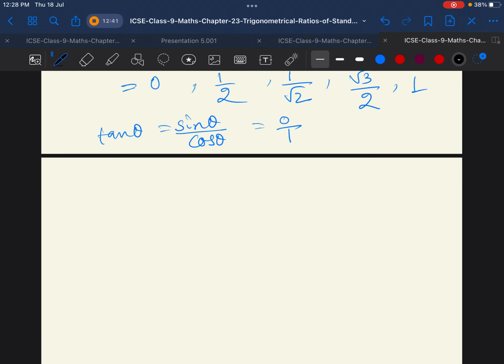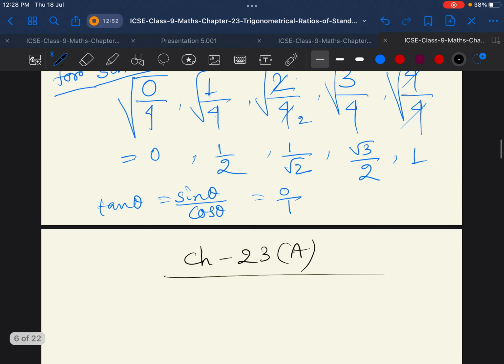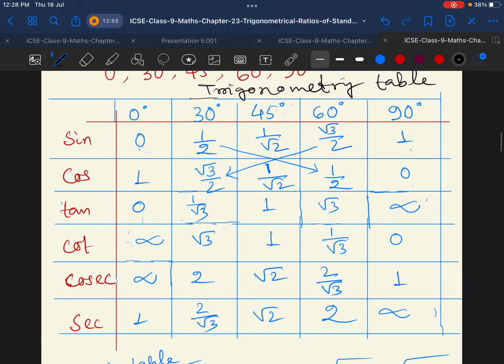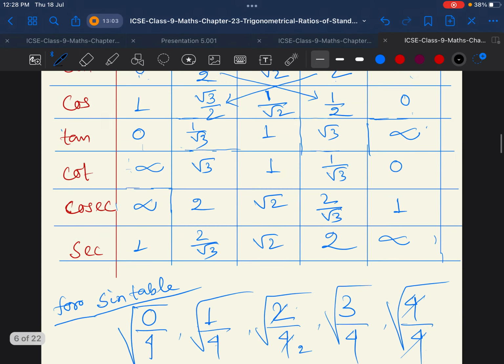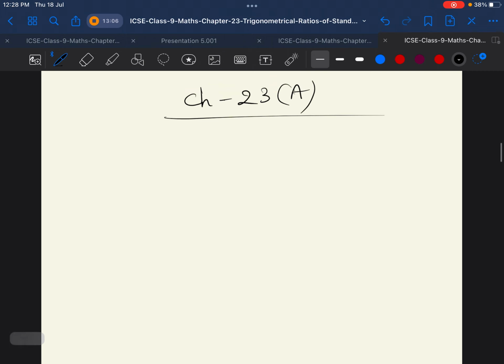You see the chapter 23A. You must remember this table at all times. So now we will start chapter 23A. First question, you see. After starting this chapter, now we'll see.